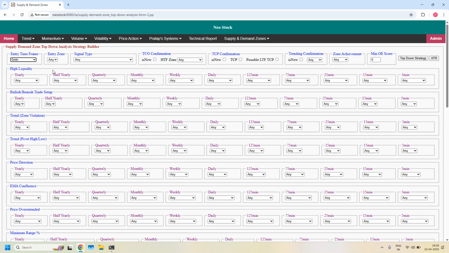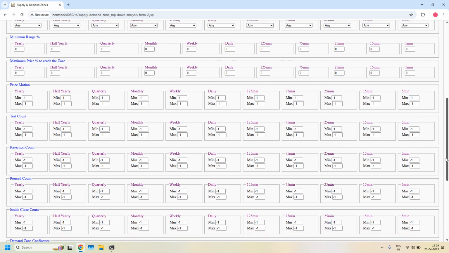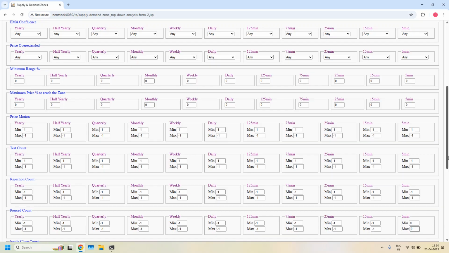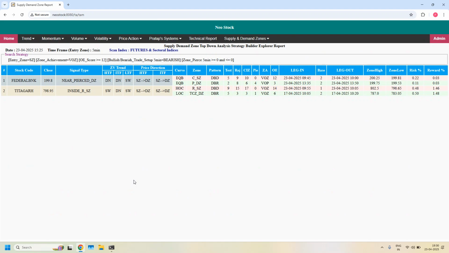Entry time frame 5 minutes, entry zone supply zone, bullish or bearish at 5 minutes, selecting bearish. Zone achievement VOZ, minimum order enhances score 12, and also the 5 minute supply zone should not be pierced. So pierced count at 5 minutes time frame, minimum value 0, maximum value 0. With these filters, we got only 2 stocks supporting bearish trade setup for hourly income trade. And entry time frame zones are 5 minute supply zones. Let's verify whether these 5 minute supplies have ITF Confluence.